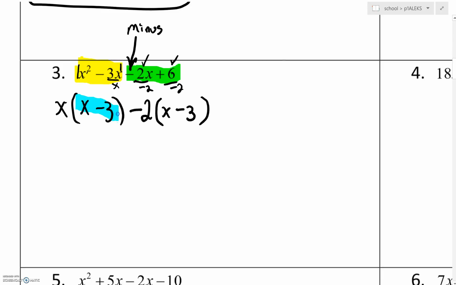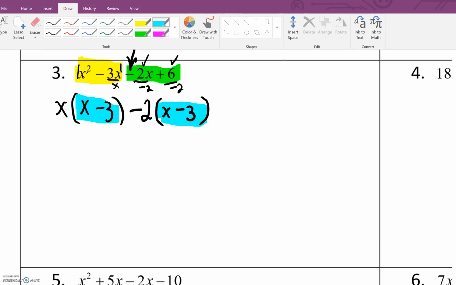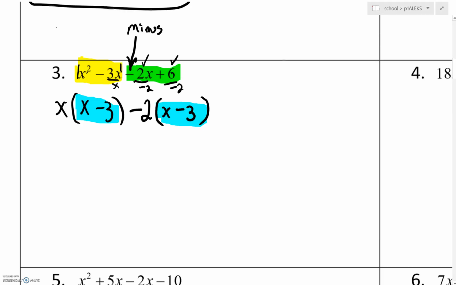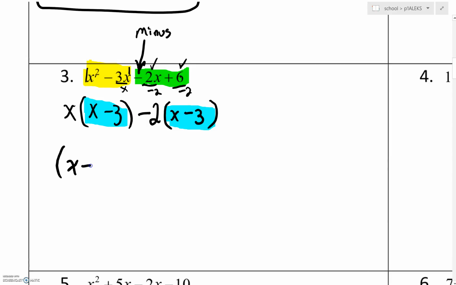So here we go again. Your parentheses will always be the same if you've done this right. So in blue, I've got that x minus 3. Pull it out in front. What's remaining? Well, an x minus 2.